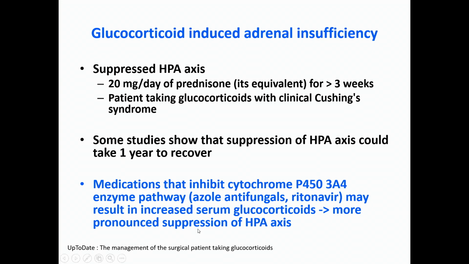And of note, not everyone fits exactly these slides, the last slide and this slide. If patients are on certain medicines that can affect the cytochrome P450 pathway, such as ritonavir or azole antifungals, they may have a more pronounced suppression of the HPA axis. For example, if a patient's on ritonavir plus even an inhaled steroid, they may still have some suppression. So be cautious and prudent if the patient's taking any of these medicines that could affect this pathway.